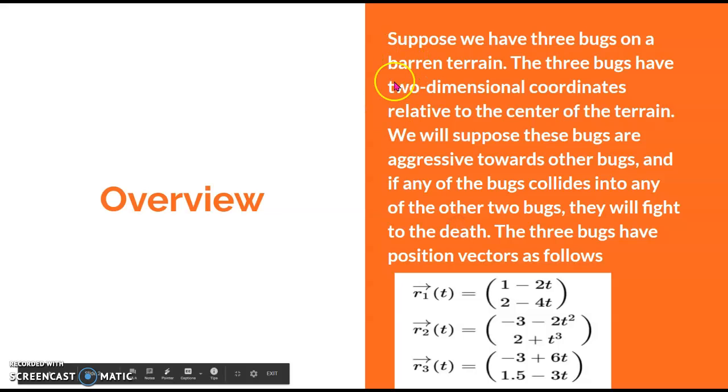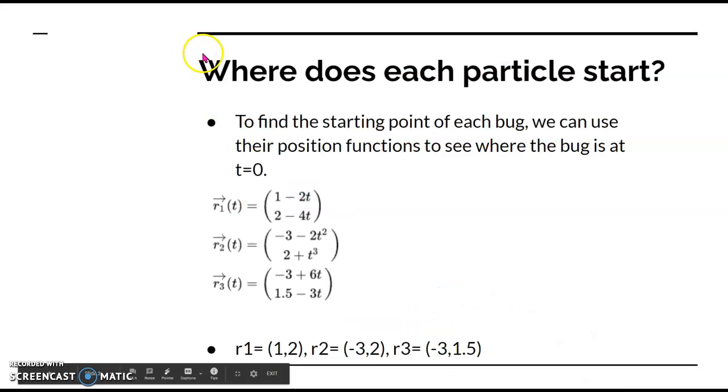In this week's discussion, we used parametrization to answer some questions about some position vectors, and these position vectors represent the bugs in the story. So let's just get to question 1. Where does each particle start?